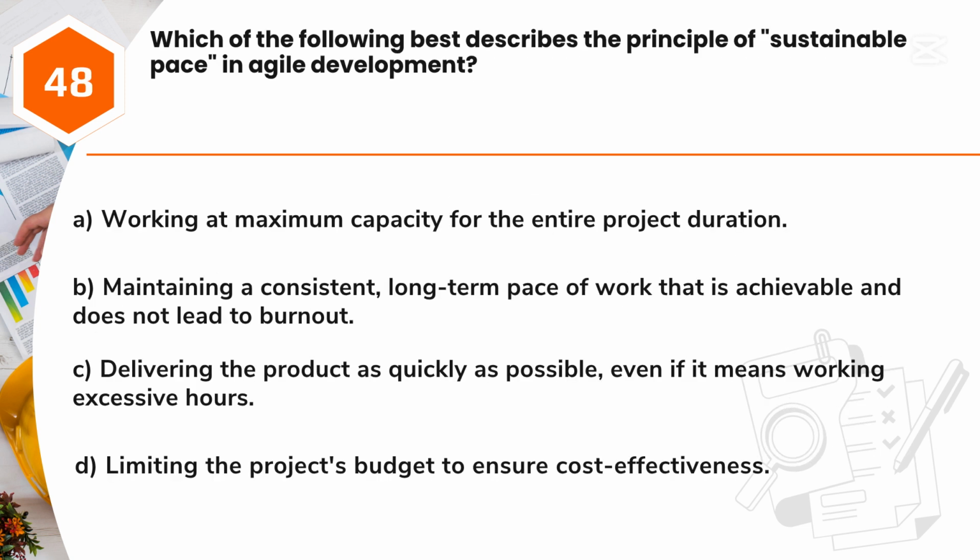Question 48. Which of the following best describes the principle of sustainable pace in Agile development? A. Working at maximum capacity for the entire project duration. B. Maintaining a consistent, long-term pace of work that is achievable and does not lead to burnout. C. Delivering the product as quickly as possible, even if it means working excessive hours. D. Limiting the project's budget to ensure cost-effectiveness.